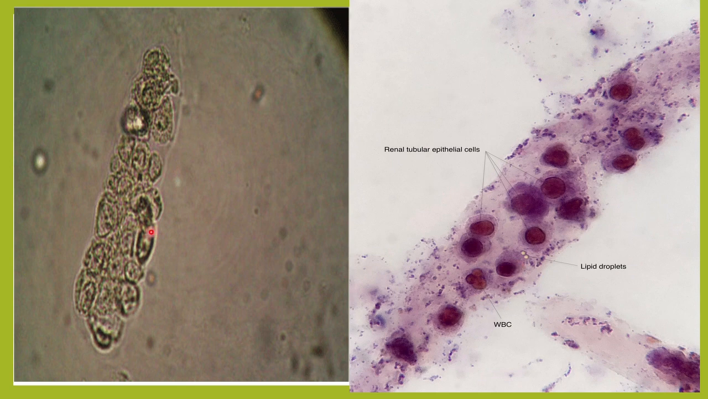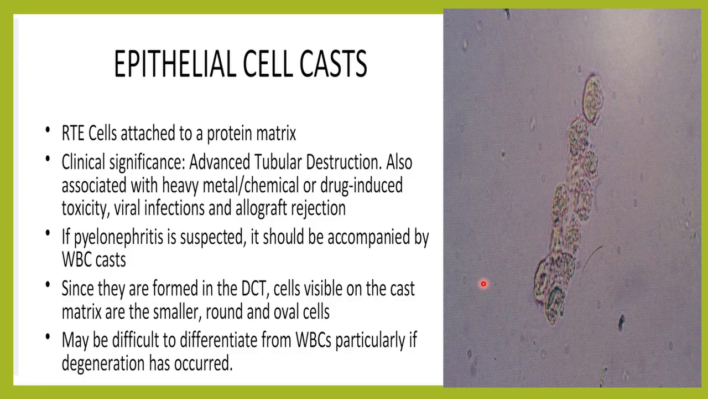So here you can see the epithelial cell cast. These are the epithelial cells. These are large cells, with single nuclei, and they look granular. So these are the renal tubular epithelial cells. Here you can see the lipid droplets. This is the WBC here.